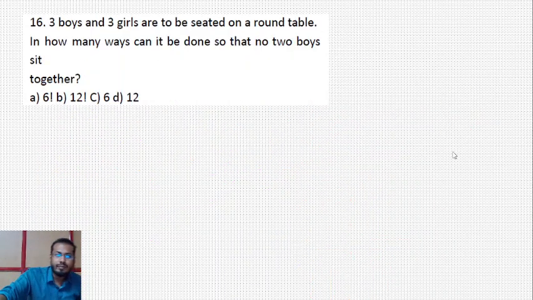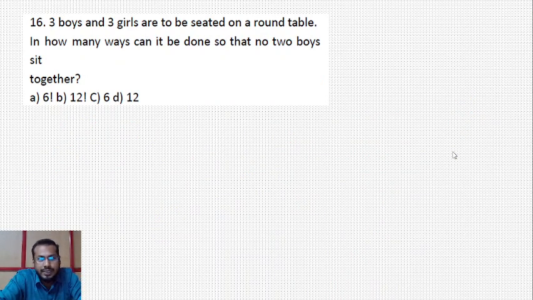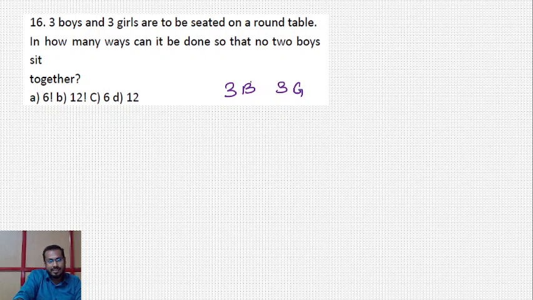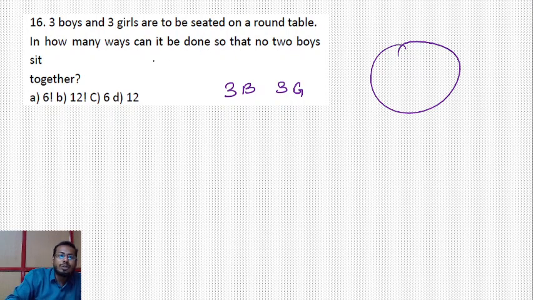Right. Next question. 3 boys and 3 girls are to be seated at a round table. In how many ways can it be done so that no 2 boys sit together? Please listen carefully. 3 boys and 3 girls are to be seated at a round table. In how many ways can it be done so that no 2 boys sit together?